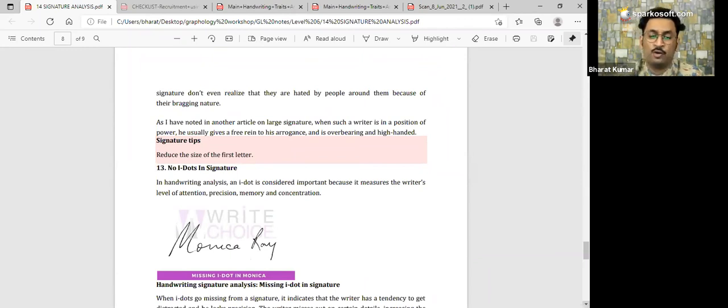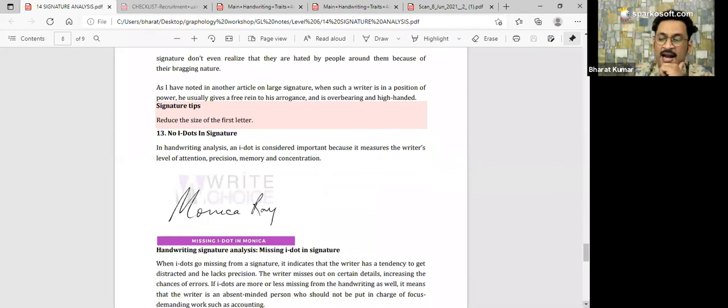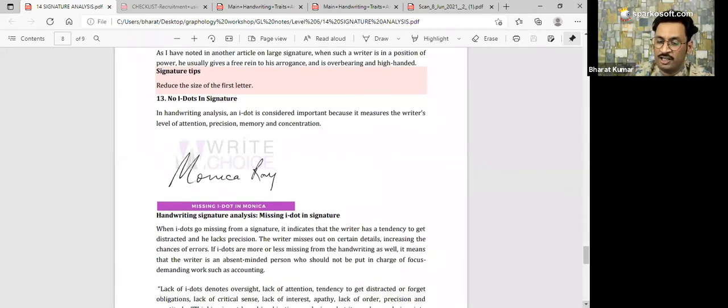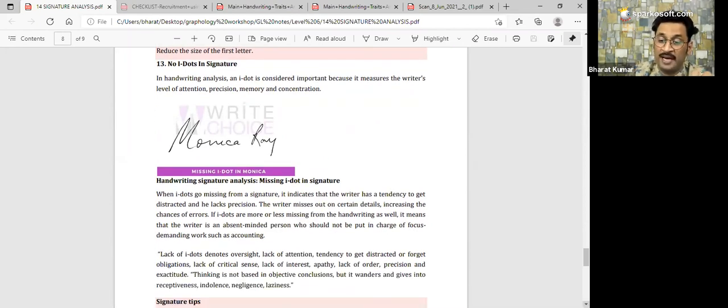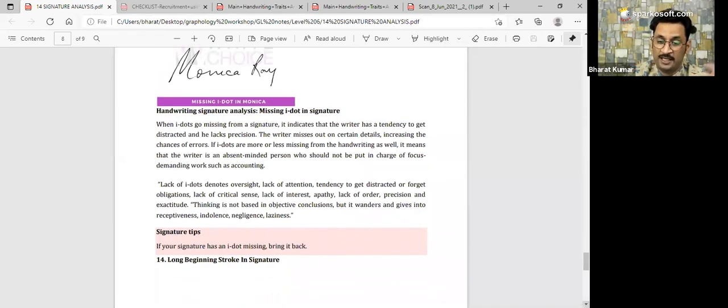If they are using a huge first letter, they are showing their hegemony, superiority, like Karan Johar or Shah Rukh Khan. They generally do this. Even Amitabh Bachchan. If in the signature an I is present and the dot above the I is missing, it means the person has a tendency to get distracted, lack of precision. More possibilities of making errors, lack of attention, tendency to distract, forgetting obligations, lack of critical sense, lack of order, precision, attitude. So please make a change. If you are using I in your signature, place the dot.